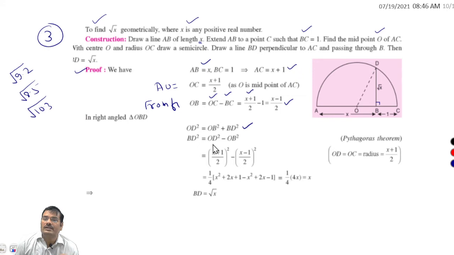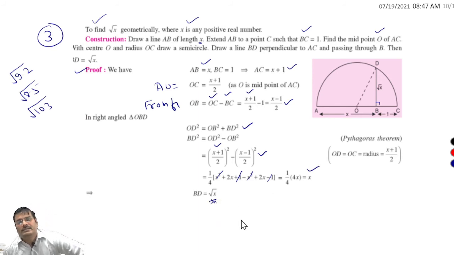Now BD square is equal to OD square minus OB square. Putting the value of OD, x plus 1 upon 2 whole square, OB x minus 1 upon 2 whole square. When we solve this one, we take 1 by 4 common and expand: x square plus 2x plus 1, minus x square plus 2x minus 1. So we see that minus 1 cancels by plus 1, and x square cancels, we are getting x. So BD is equal to under root x.